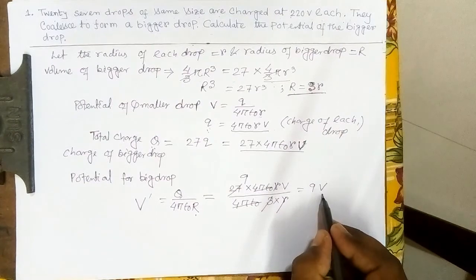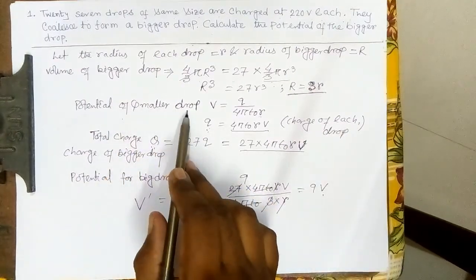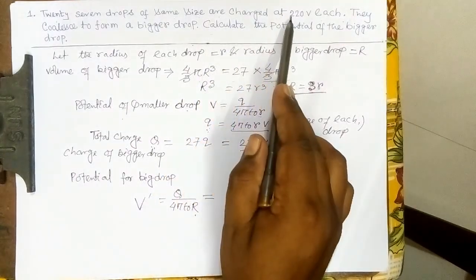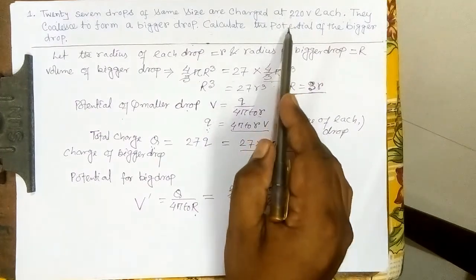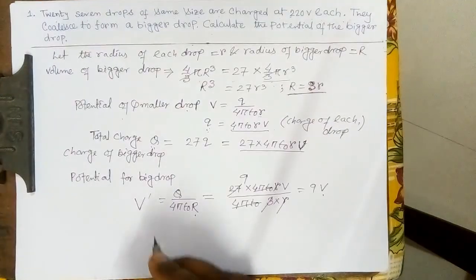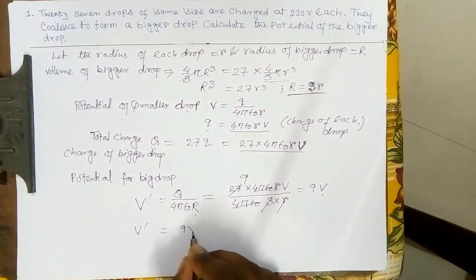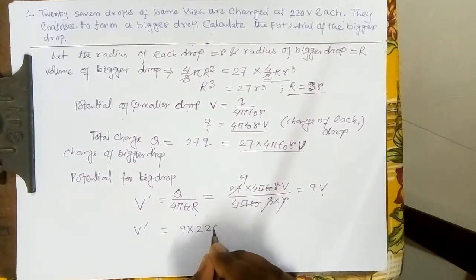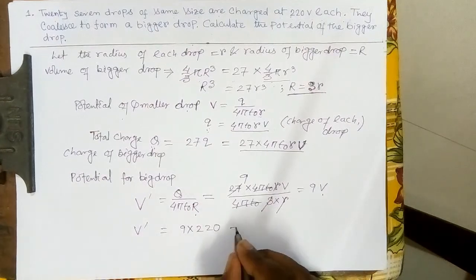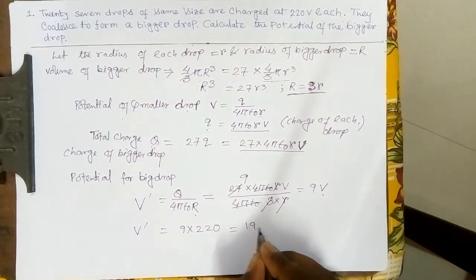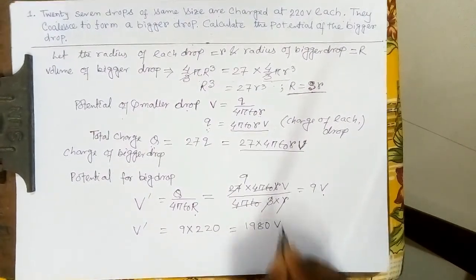What is V? V is the potential of the smaller drop. See, the potential of the smaller drop is given to you. How much? 220 volt. So the potential of the bigger drop V dash equals 9 into 220. Okay, multiply it, it will come to 1980 volt.